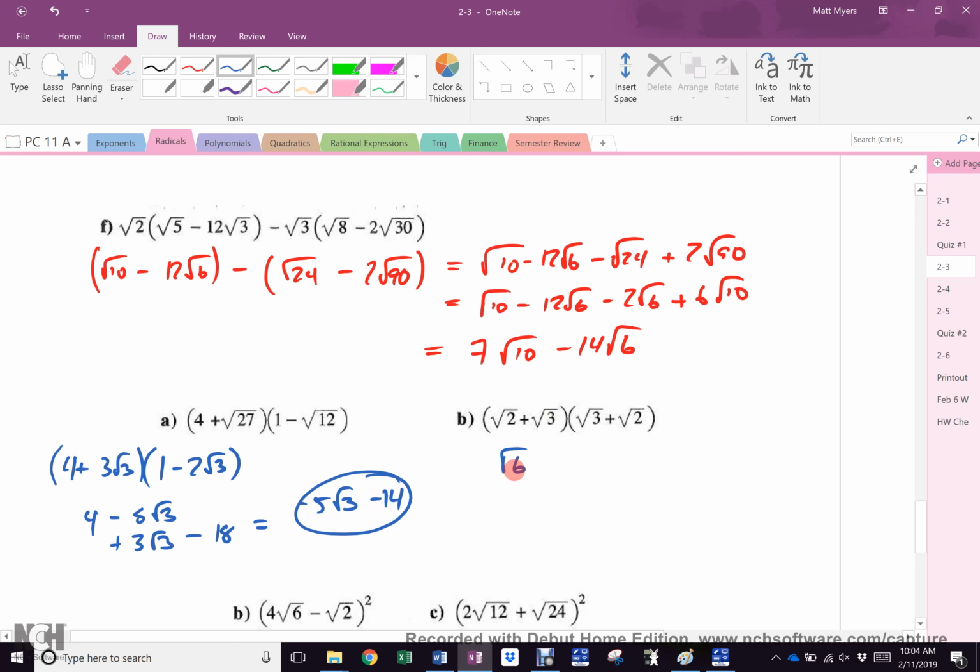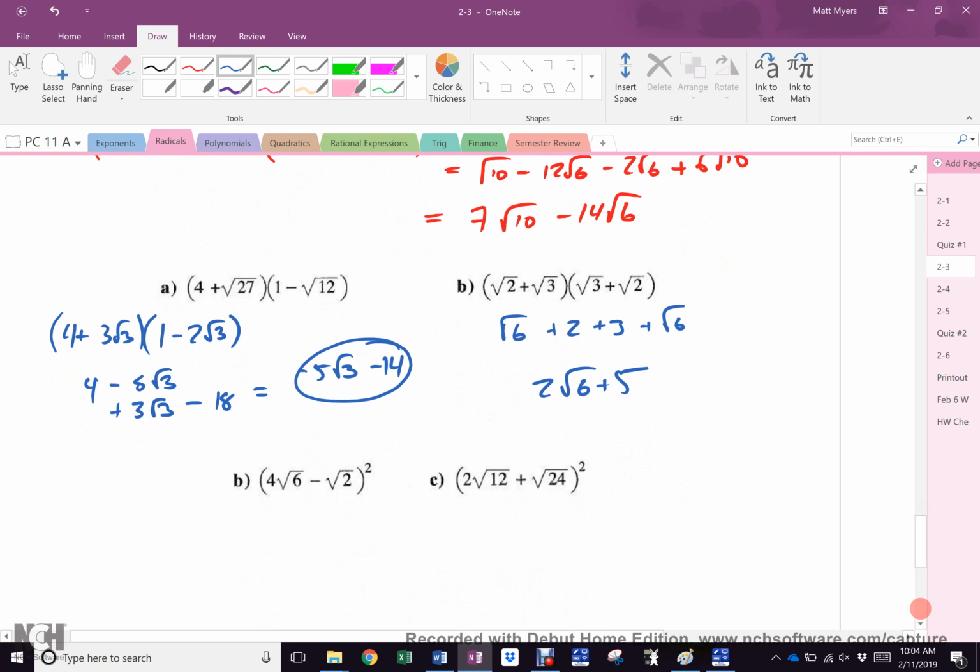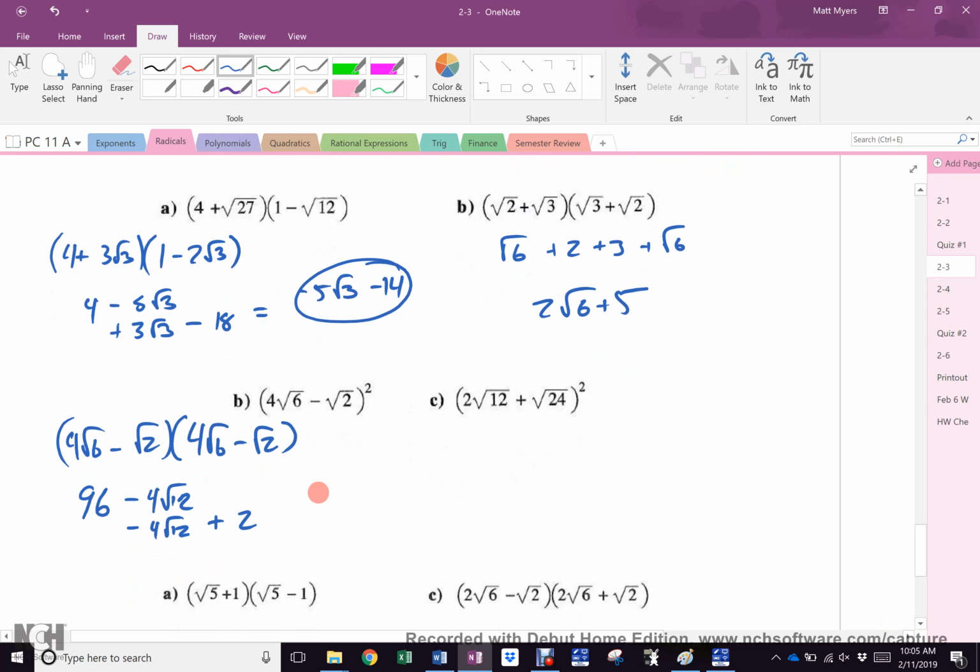That is root 6 plus 2 plus 3 plus root 6, 2 root 6 plus 5, 4 root 6 minus root 2 times 4 root 6 minus root 2 is 16 times 6 is 96, minus 4 root 12 minus 4 root 12 plus 2, which is 98, minus 8 root 12, which is 98 minus, out comes a 2, 16 root 3.